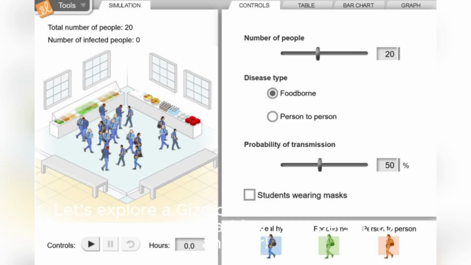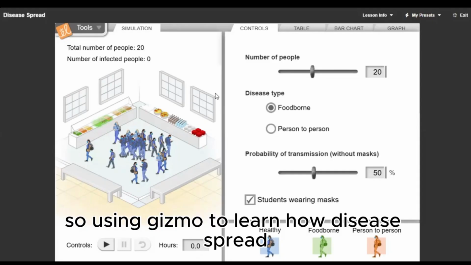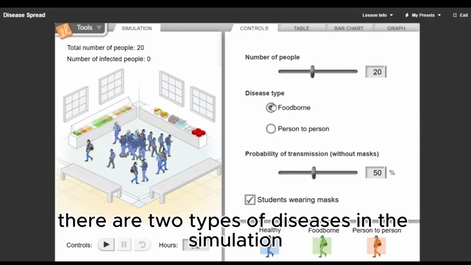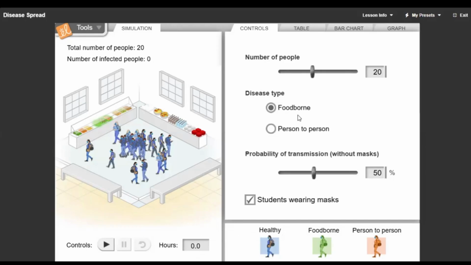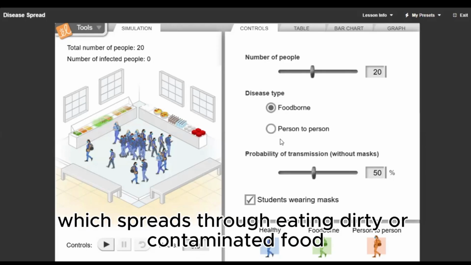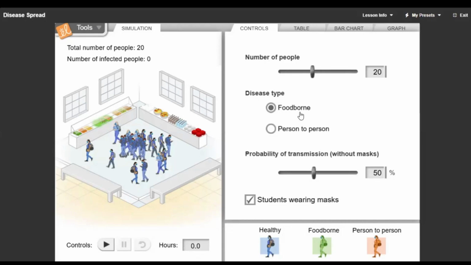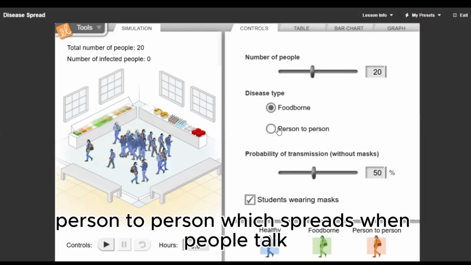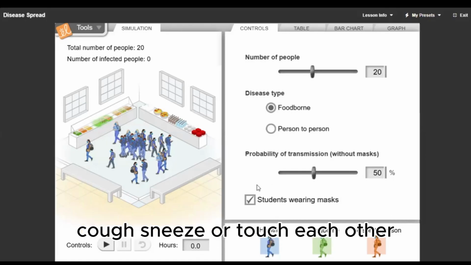Let's explore a Gizmo simulation to see how diseases can spread from one person to another. So, using Gizmo to learn how disease spreads. There are two types of diseases in the simulation. Food-borne, which spreads through eating dirty or contaminated food. Person to person, which spreads when people talk, cough, sneeze, or touch each other.